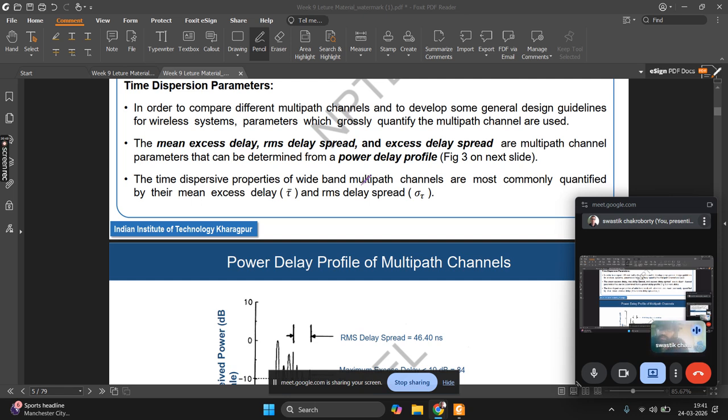Some of the parameters, all of them are basically related to delay. It's just how you calculate that delay. Based on that, you have mean excess delay, RMS delay spread, and excess delay spread. And you get all these from the power delay profile. The power delay profile is basically the signal power you are receiving at various time instances.